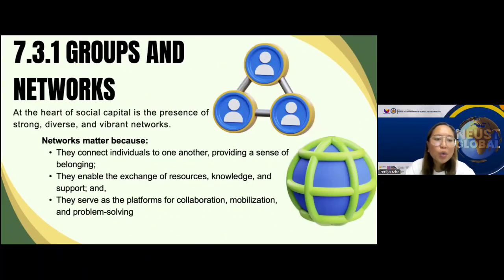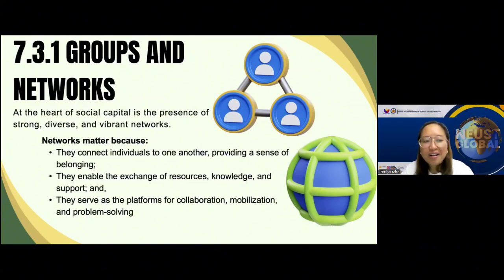So, let's talk about groups and networks. At the center of social capital are what we call groups and networks. So the connections that link people together, these can be formal groups like cooperatives, civic organizations, youth clubs, or informal groups like your neighborhood gatherings, church groups, or circle of friends. These networks are important because they help people feel connected. They help people feel supported and empowered to take action together.